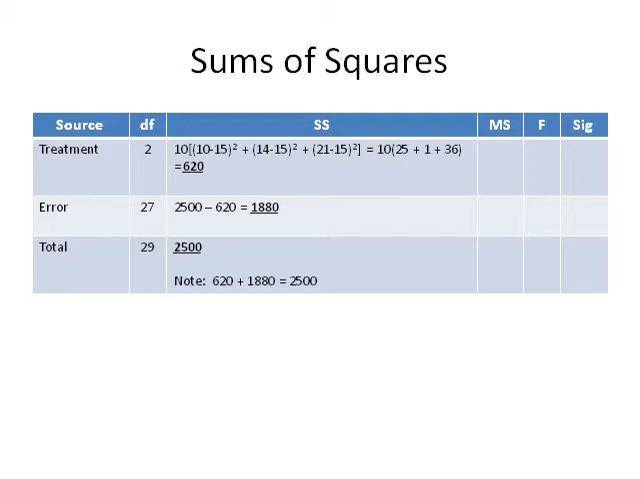Because sums of squares treatment plus sums of squares error equals sums of squares total in one-way ANOVA, that means that 620 plus sums of squares error will equal 2,500, or sums of squares total. That means that sums of squares error is equal to 2,500 minus 620, or 1880.